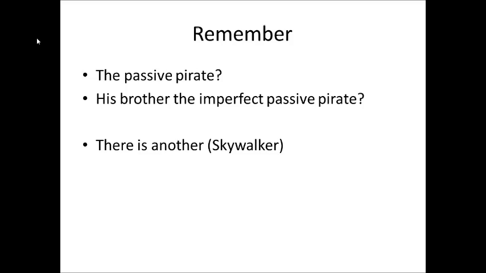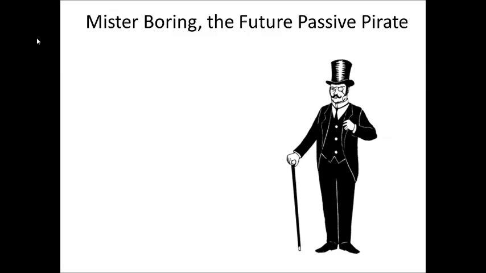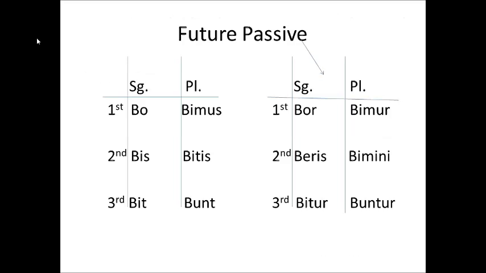Yes, there is another. This is Mr. Boring. He is the future passive pirate. He doesn't look quite as buccaneerish as either of his brothers. However, he is in fact a pirate because he is a corporate raider. We call him Mr. Boring to remind us of the B-O-R, which, as you've probably guessed, is going to figure into our future passive and deponent endings. So let's take a look.